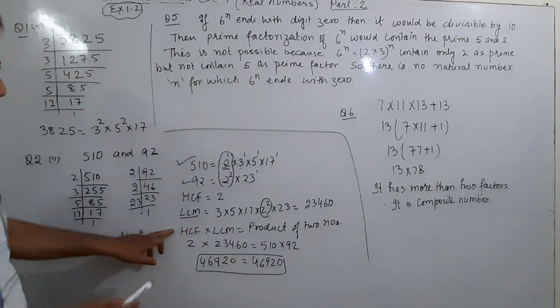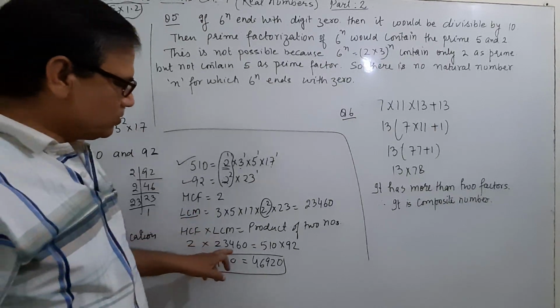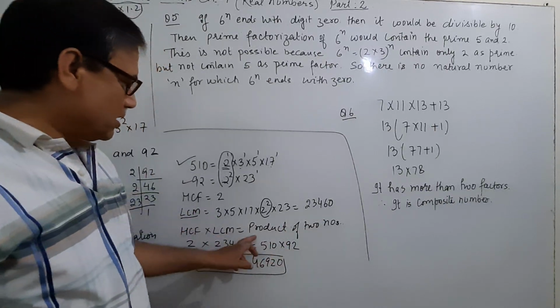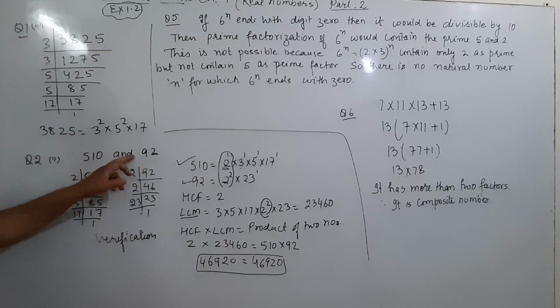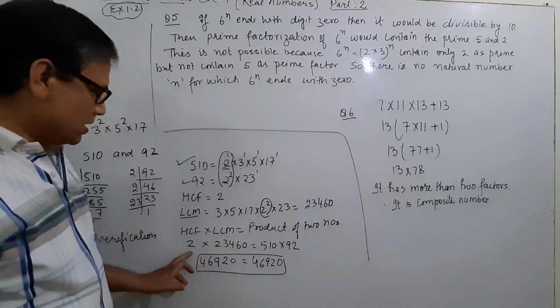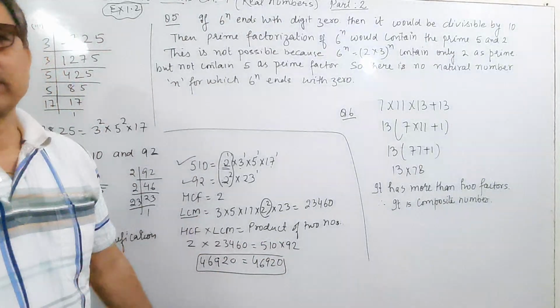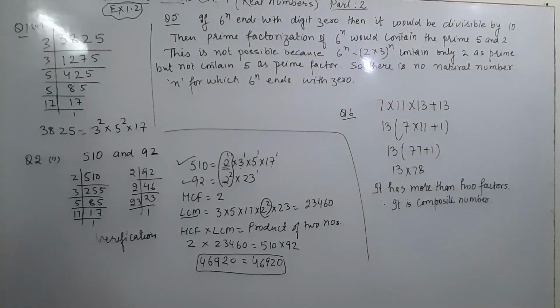The HCF is 2. The LCM is 23460. And the product is 510 into 92. Multiply this, and we get the same. LHS is equal to RHS. The answer is verified.